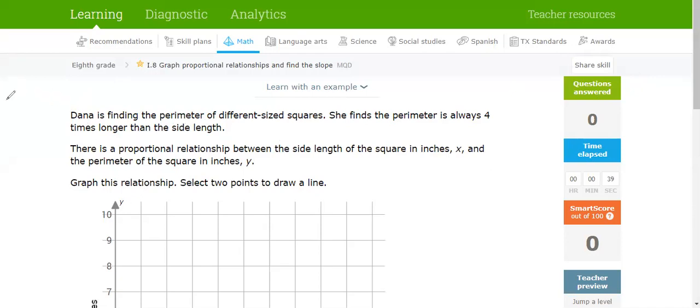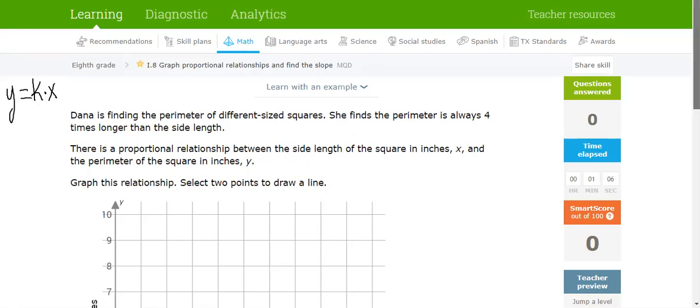So a proportional relationship is in the form of, the equation is in the form of y equals k times x. So what is k? K is the constant of proportionality. So whenever you divide the y value by the corresponding x value, you're going to get the constant of proportionality.